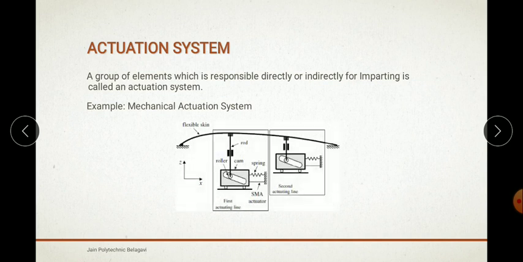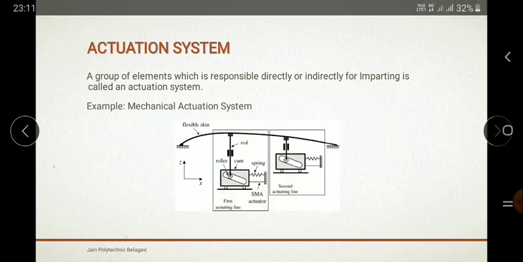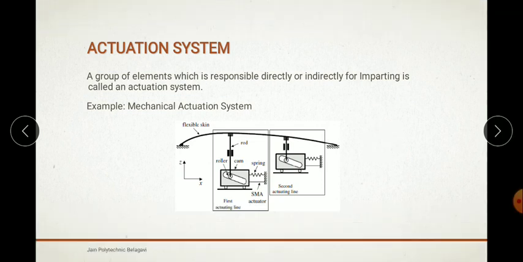From this figure you can see there are two stages, that is the first actuating line and the second actuating line. In the first actuating line you can see the spring, the cam, the roller, the rod. Then in the second line you can see the extension part, with the same parts: the spring, the cam, the rod and the rollers. Basically these are used to move from one position to another position, that is the x direction and the z direction. Such a system is nothing but the actuation system, which is used for imparting purpose.